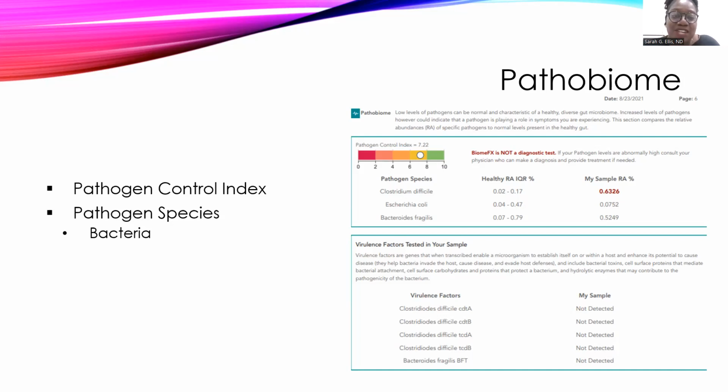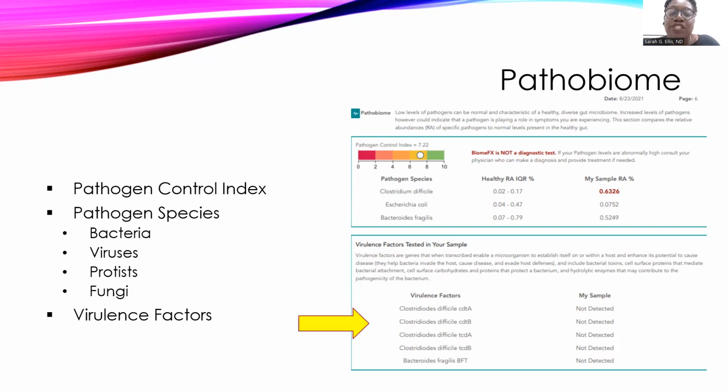Some of these bacteria, while pathogenic when overgrown, it's definitely a problem, but at very, very low levels, they do provide some benefit, like making some short-chain fatty acids, neurotransmitters, and also vitamins. Now, for the pathogen species, we do look at bacteria, viruses, protists, and fungi. We also measure virulence factors as well.